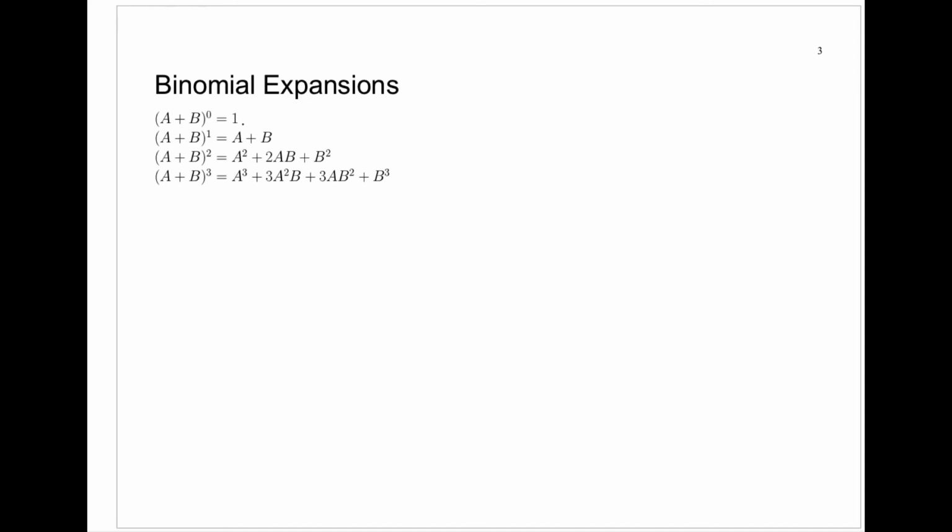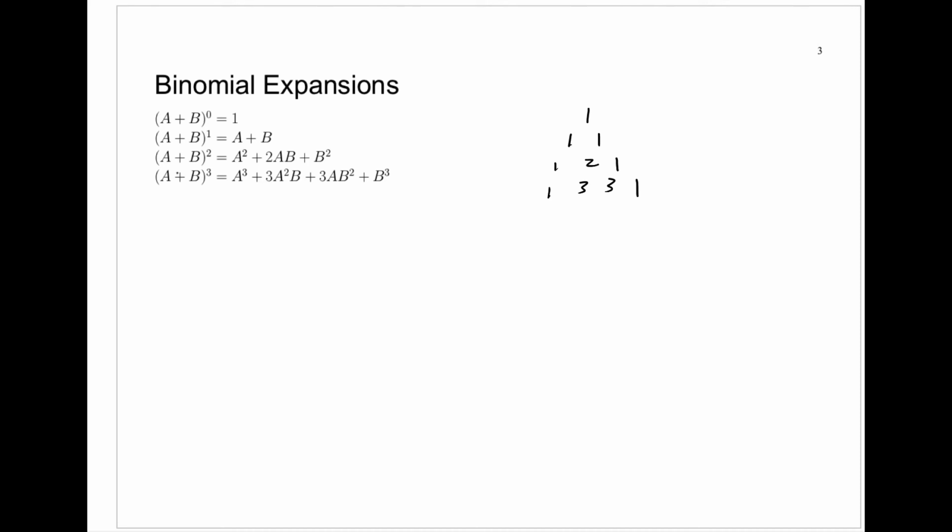Here, if we look at just the coefficients, we have a 1 first, which is trivial. The coefficients are 1 times A and 1 times B. So I'll write just the coefficients: 1, 1, then 1 times A squared plus 2 times AB plus 1 times B squared. Then we have coefficients 1, 3, 3, 1. And you might be guessing something's going on here. This looks very much like Pascal's triangle.